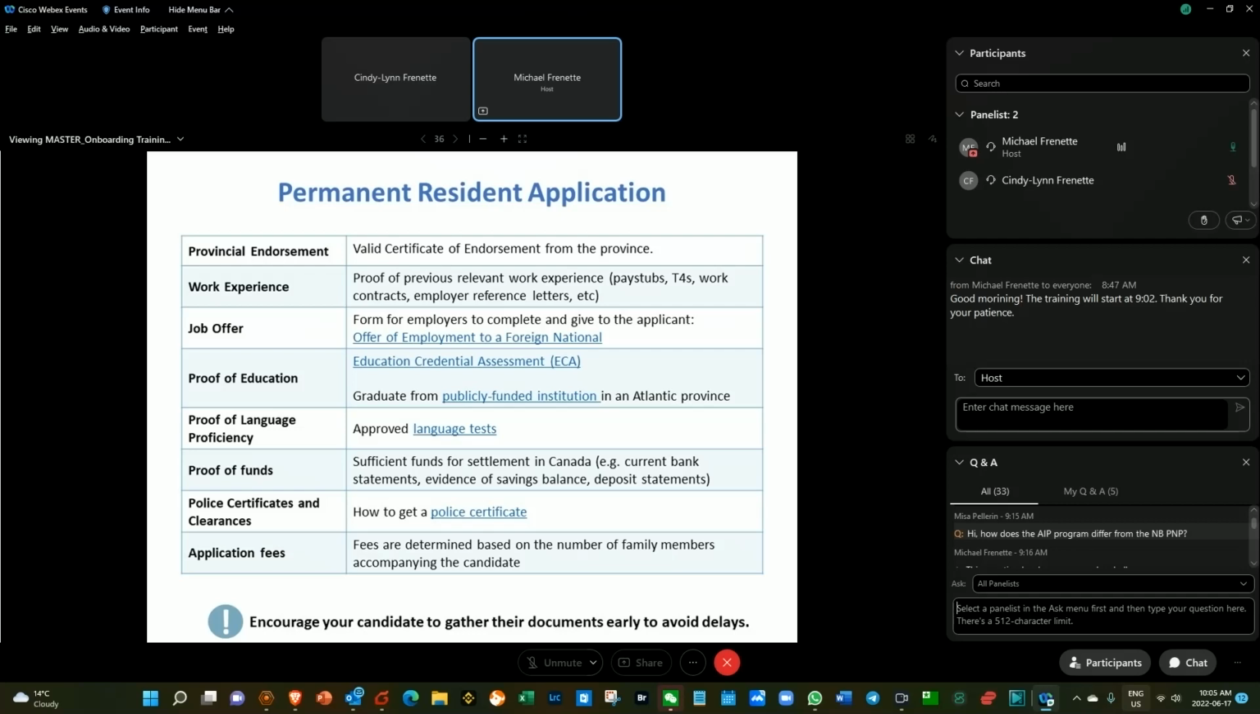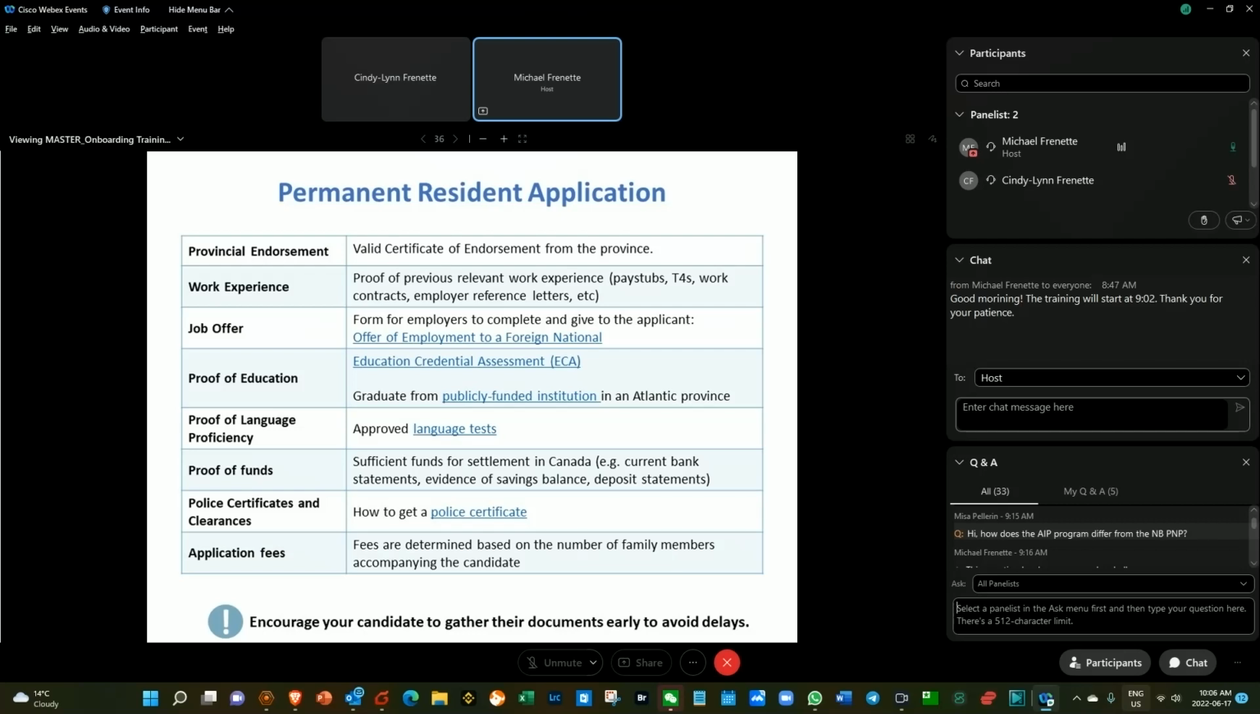All other candidates will need to provide proof that their level of education meets the minimum requirements of the program. For candidates with a job offer at the NOC 0 and A skill level, their minimum is a completed Canadian 1-year post-secondary certificate or the equivalent. For candidates with a job offer at the NOC B or C level, the minimum is graduation from Canadian high school or the equivalent.